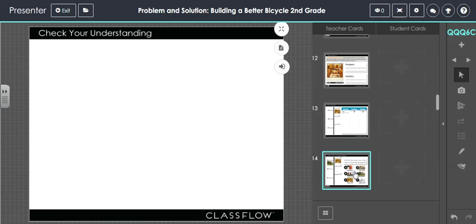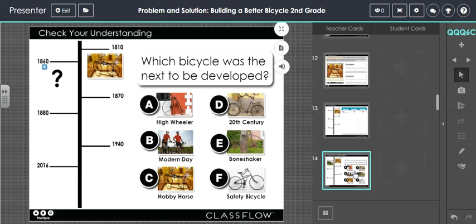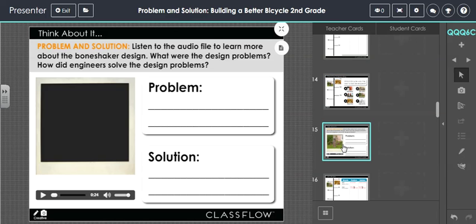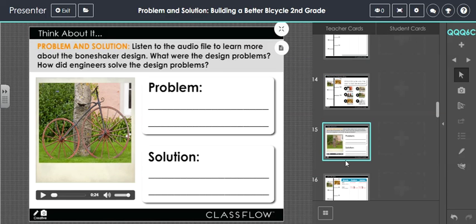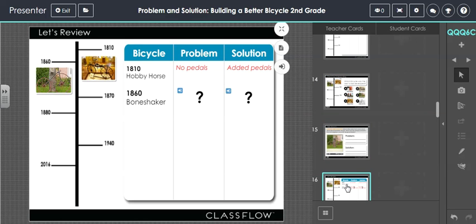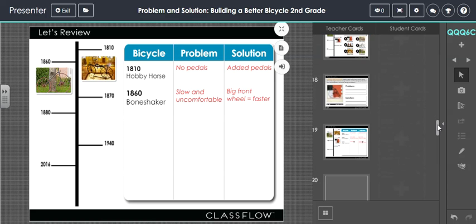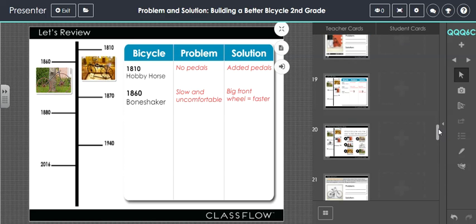And so the lesson continues from here with each bicycle that was mentioned in the article being added to the timeline, and it's the same format. You have the multiple choice question with the answer check on the timeline, followed by the card with the audio, identify the problem and solution, and then check the problem and solution on the next card. And so I'm just going to scroll down to skip through all of that because it's all the same.